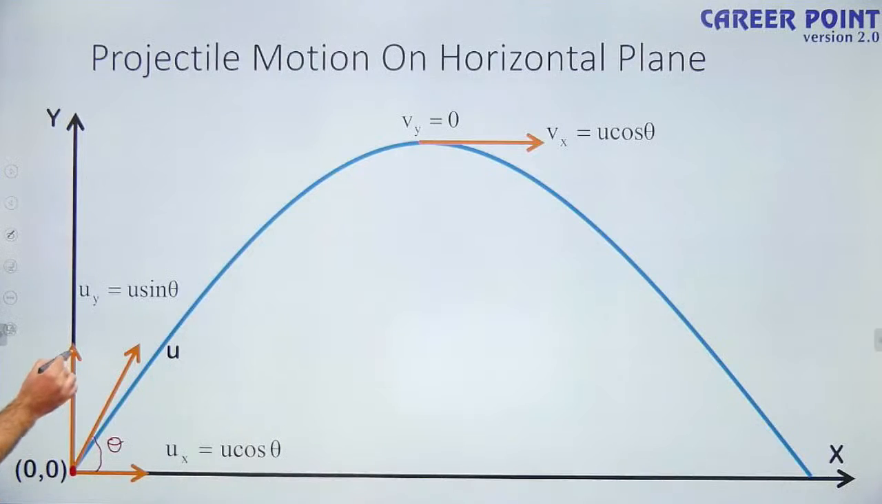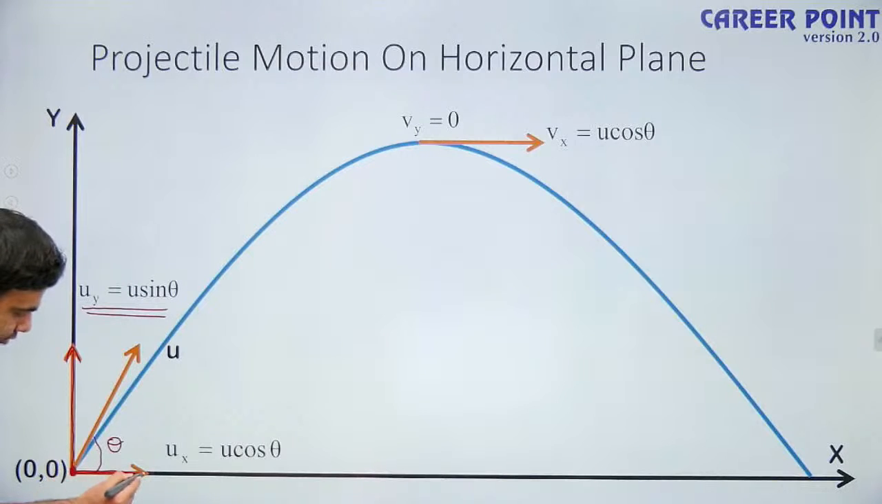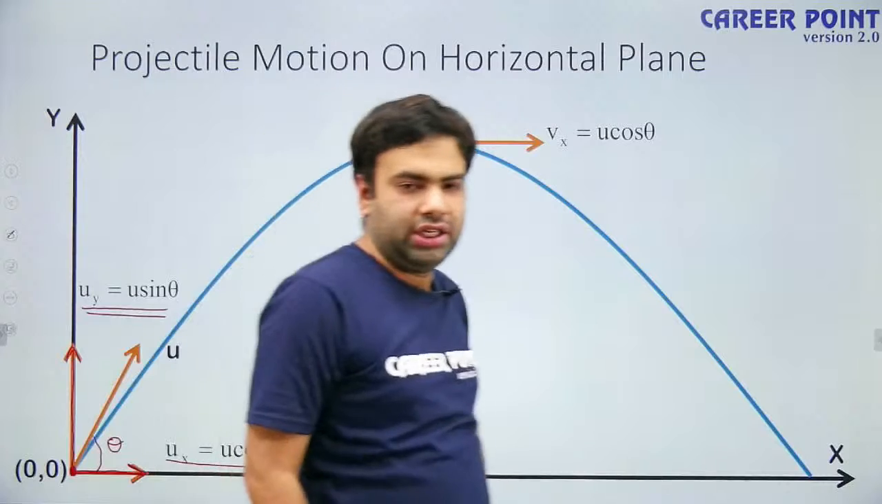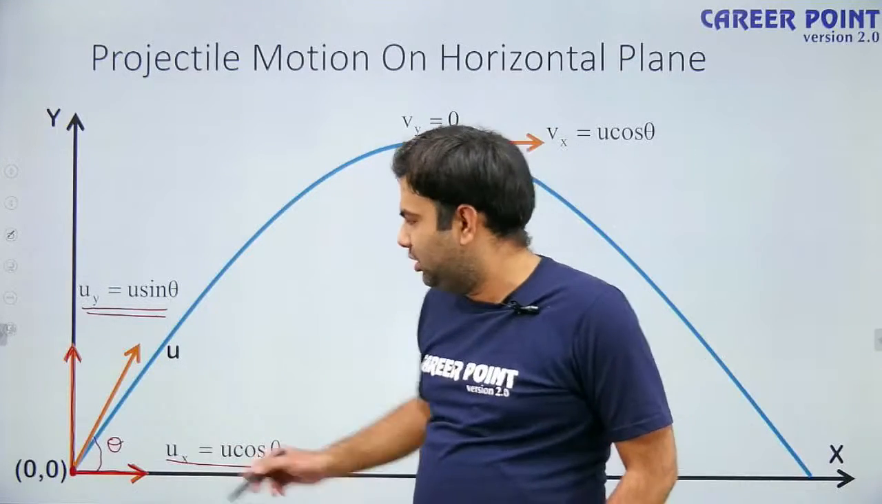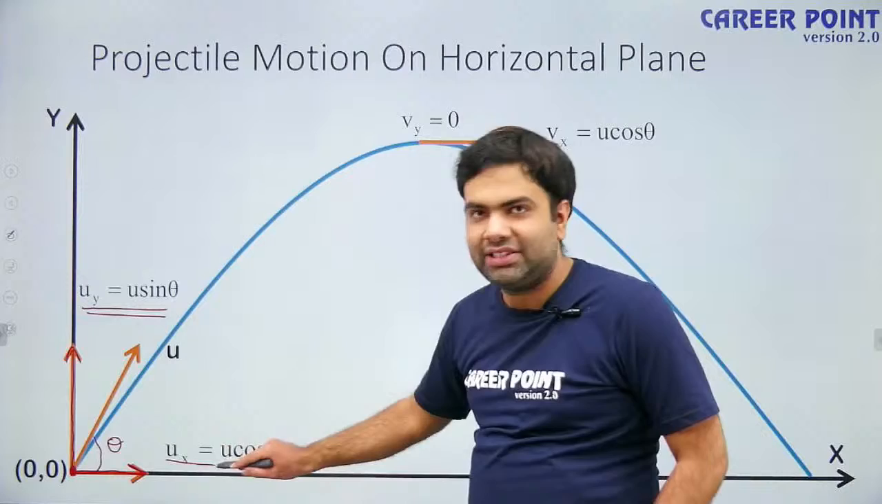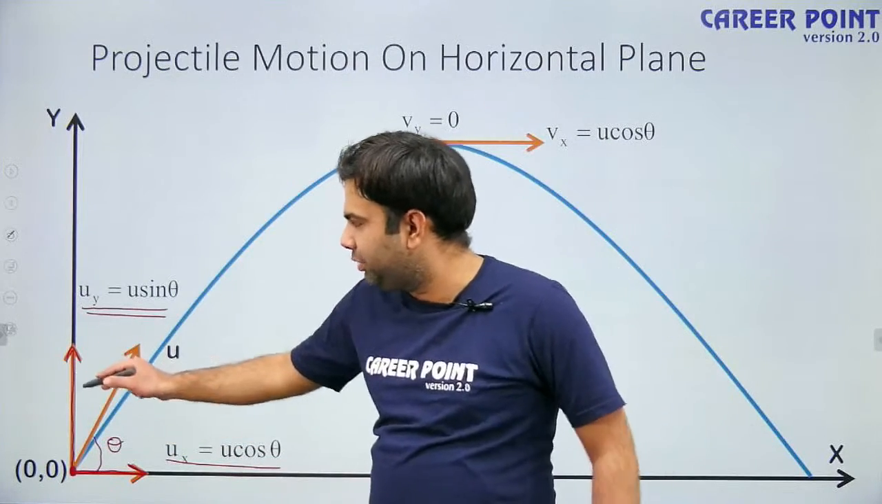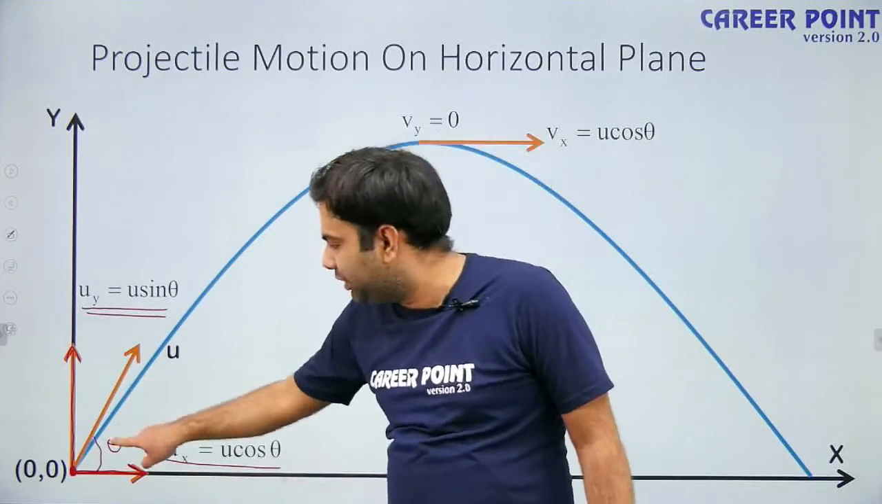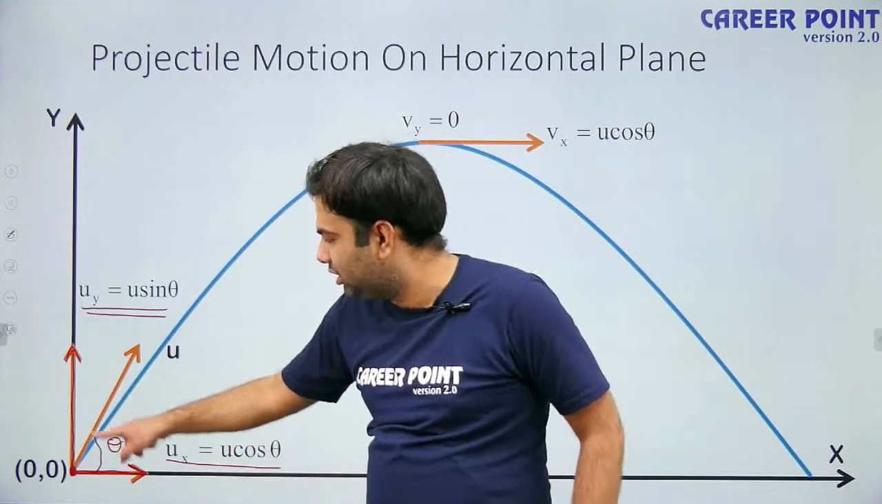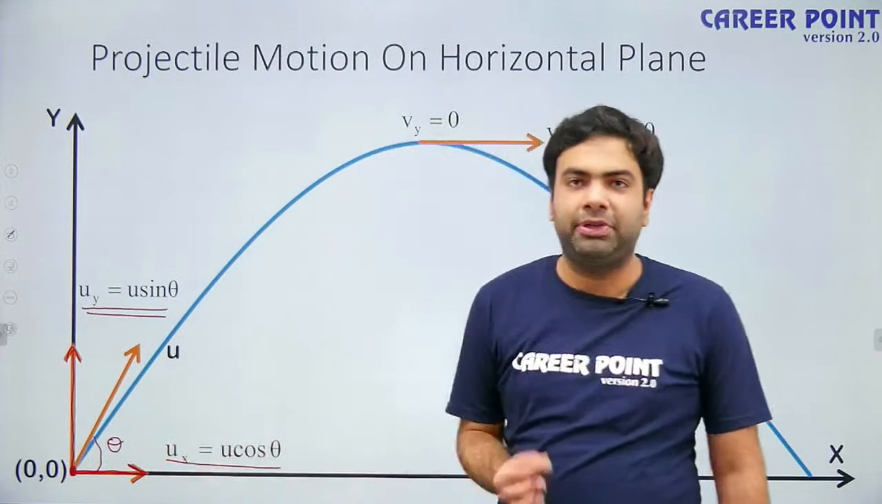As you can see, because you know the concepts of vectors, this vertical component will be uy, which is u sine theta. If this is u, this is theta, then this component must be u sine theta, and this component is ux, which is u cos theta. The component near theta is u cos theta, which is ux, the component in x direction, and the other component along y direction is u sine theta. Remember always, the component near theta is u cos theta and the remaining component is u sine theta, and these two components are perpendicular to each other.